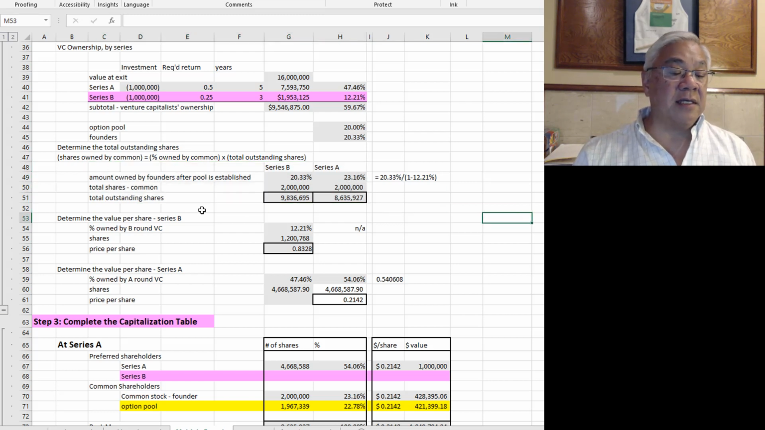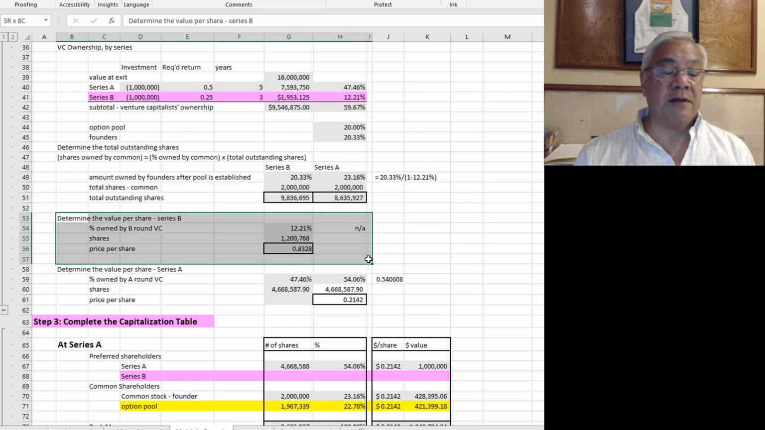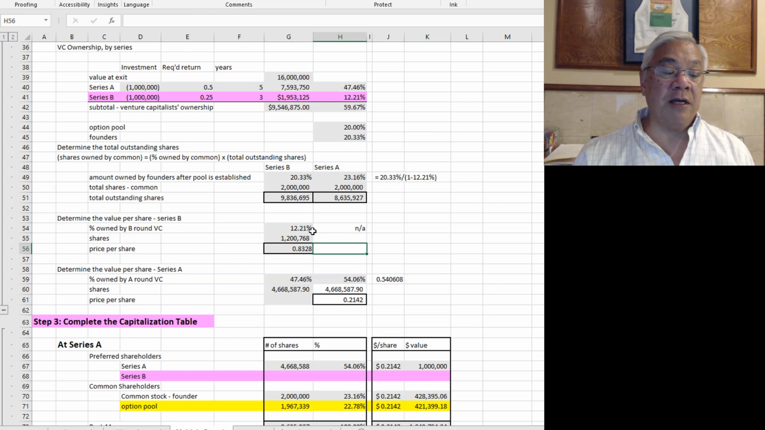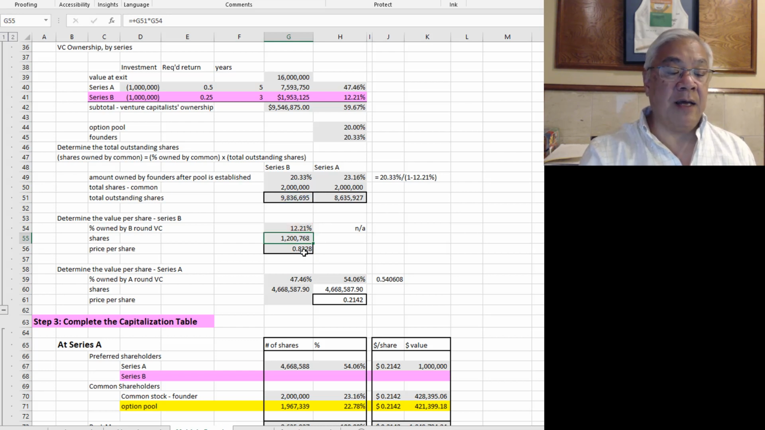The next section is for the Series B people right here, this section. Notice that they weren't in Series A, so they're not in this column whatsoever, but they are here. At the end of Series B, they're going to own the same 12.121% up here, and 12.121% times the 9 million right above it represents that they will have 1.2 million shares.